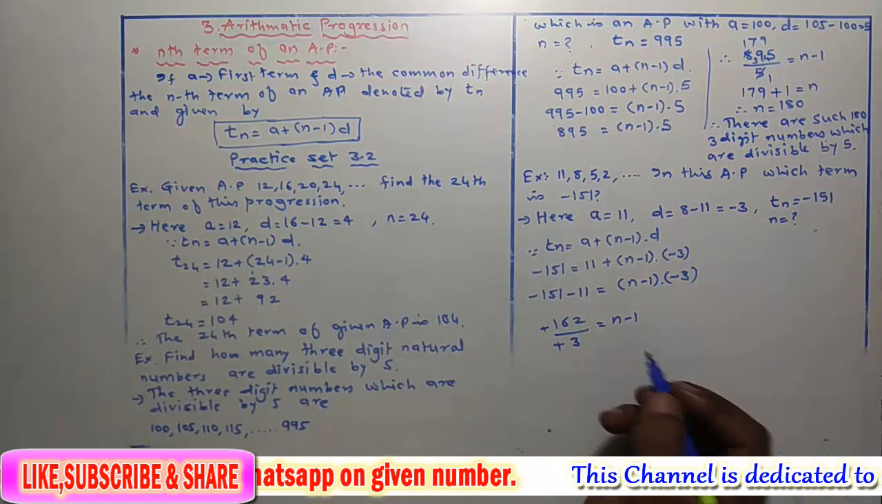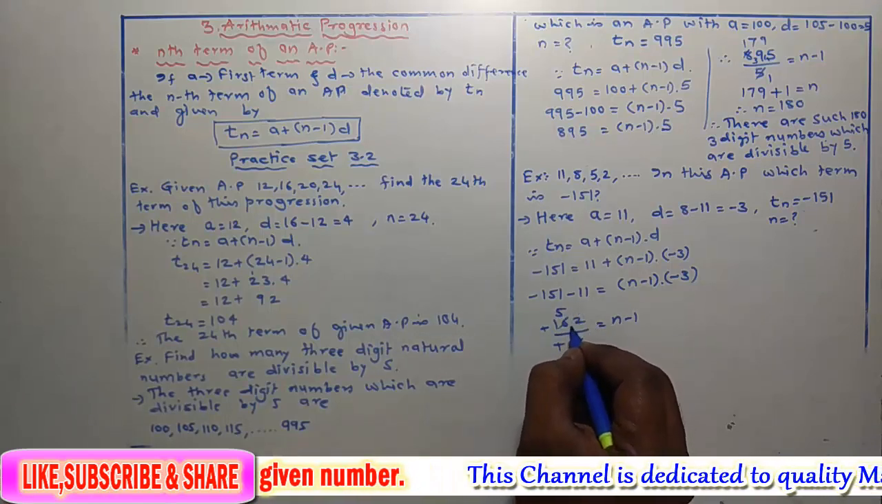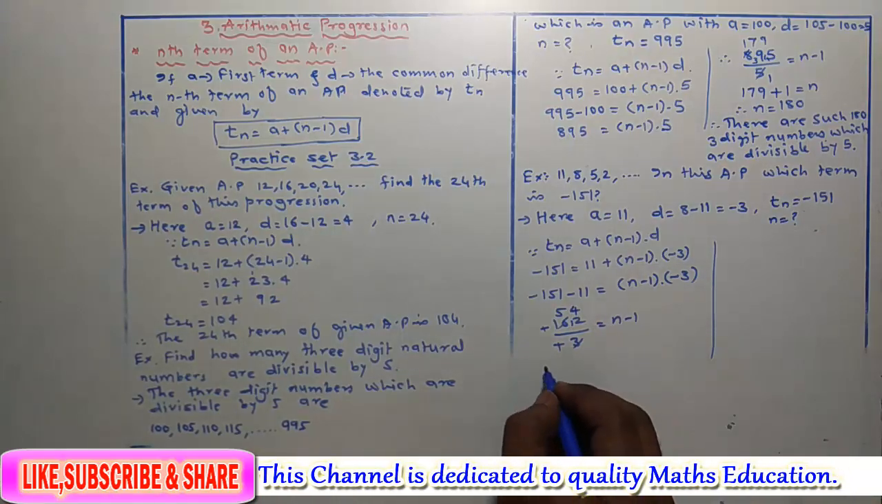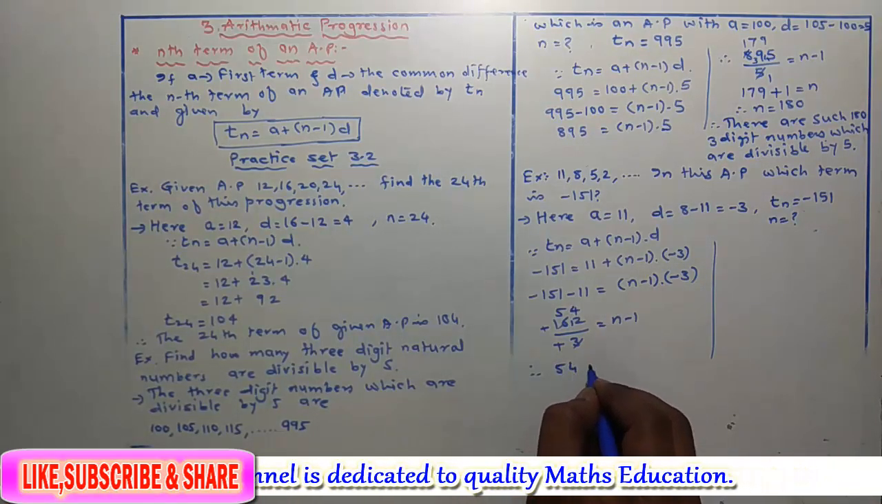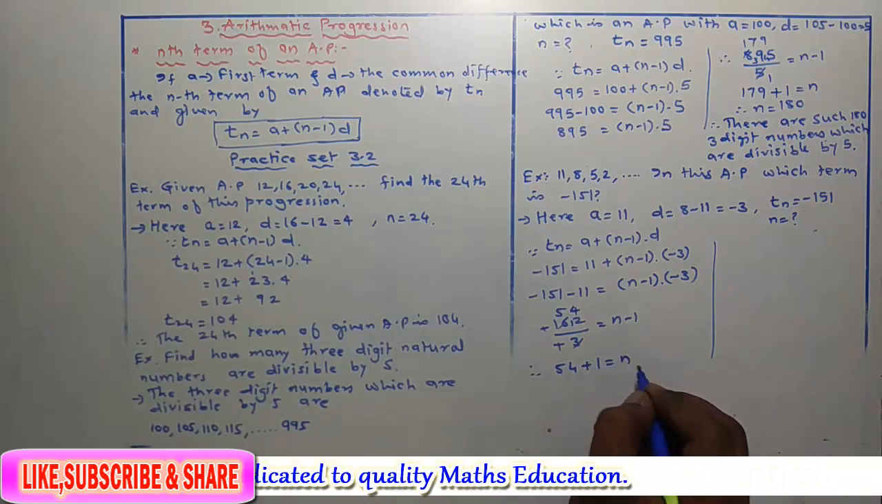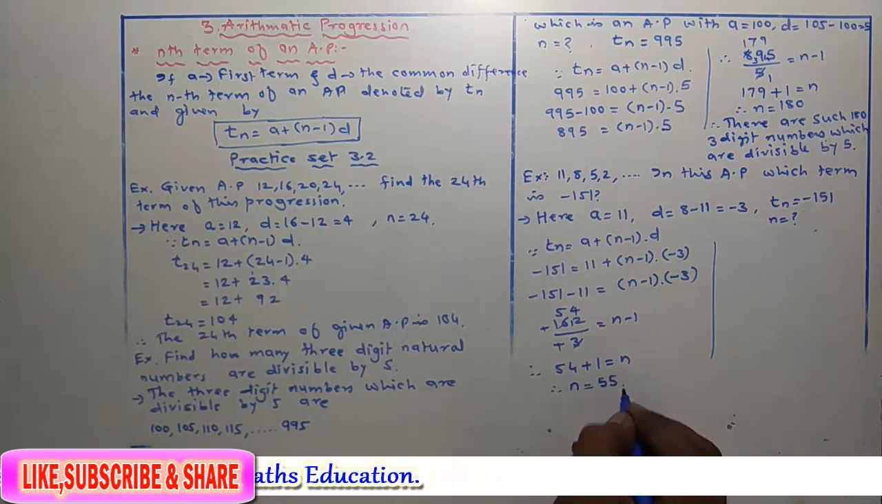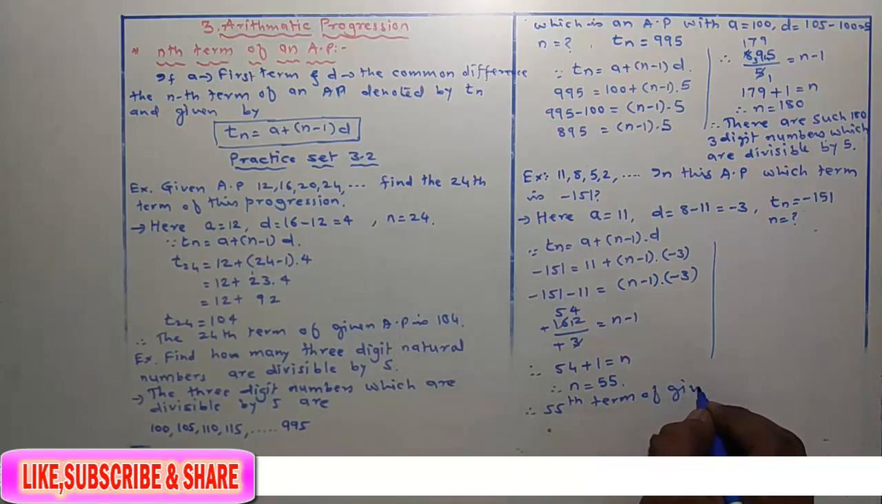So this minus gets cancelled. 3 1s are 3, 3 5s are 15, 1 left, 3 4s are 12. Therefore 54 plus 1 is equal to N. Take this minus 1 on left hand side, so you will get N is equal to 55, and therefore 55th term of given AP is minus 151. So in this way you have to solve this third example. Yes, any doubt in this? Okay.